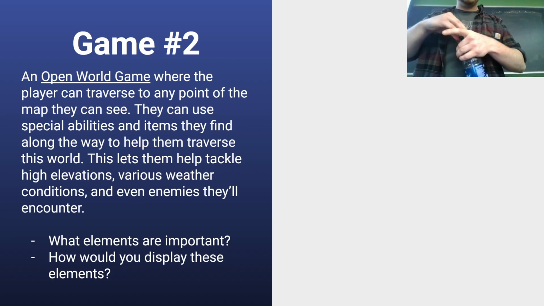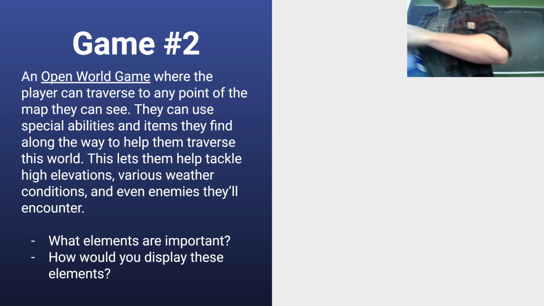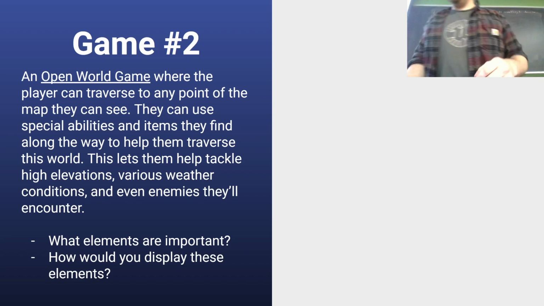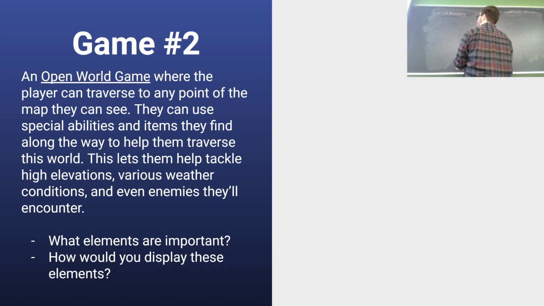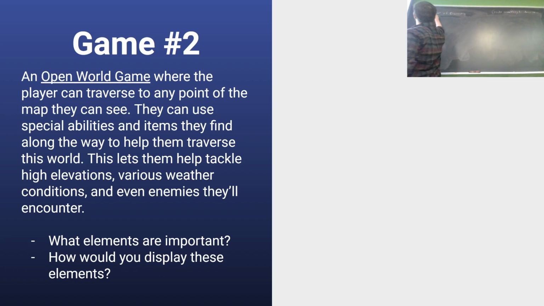Okay, so before I start the game, what kind of things do y'all come up with for important elements? Just kind of yell them out. Health. Mini map. I like that. Ability wheel. Weather radar. Waypoints.